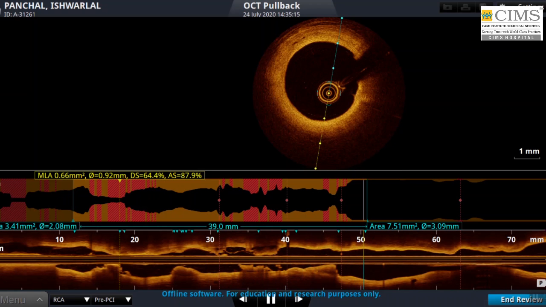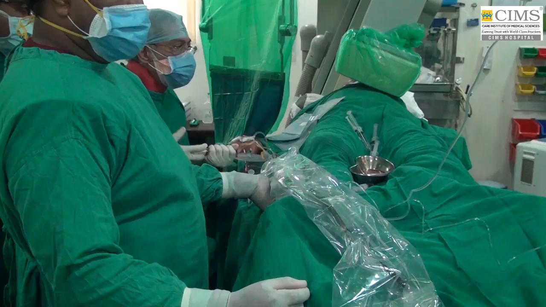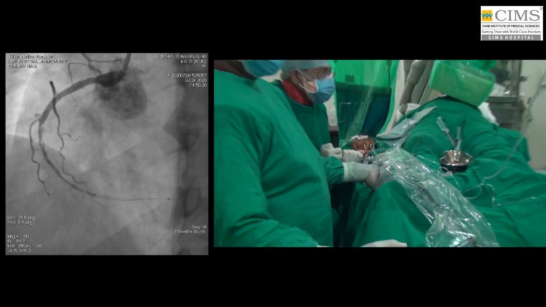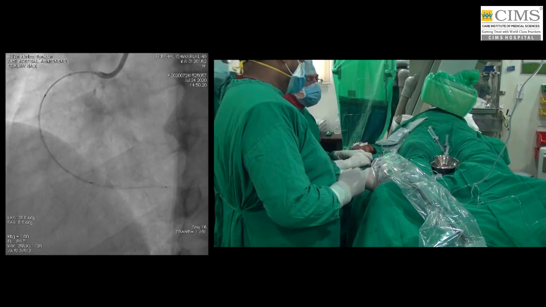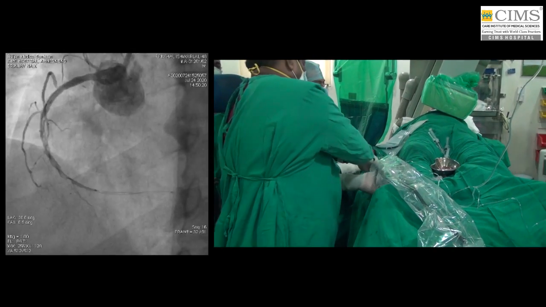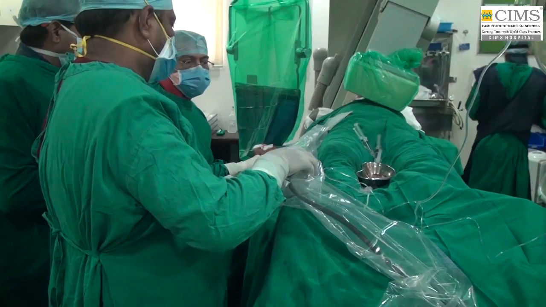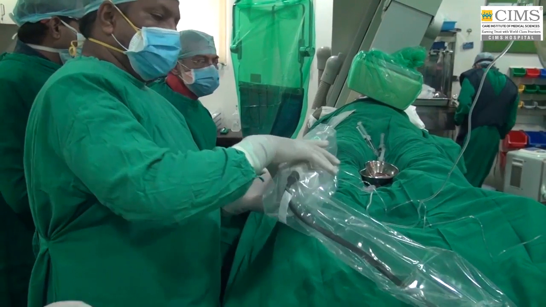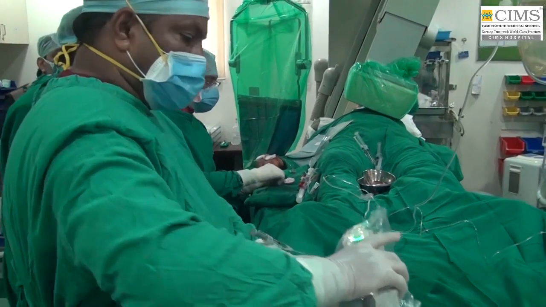Now we come to the healthy portion of the vessel, and here the vessel diameter is about 3.5 millimeter. So I would advise Dr. Keyur to take a 3 millimeter stent, because the distal vessel diameter was about 3 millimeter, and the proximal size is about 3.5 millimeter. So we can expand the stent proximally to about 3.5 millimeters, and the length of the stent should be about 48 millimeters, so that we can cover the entire lesion.